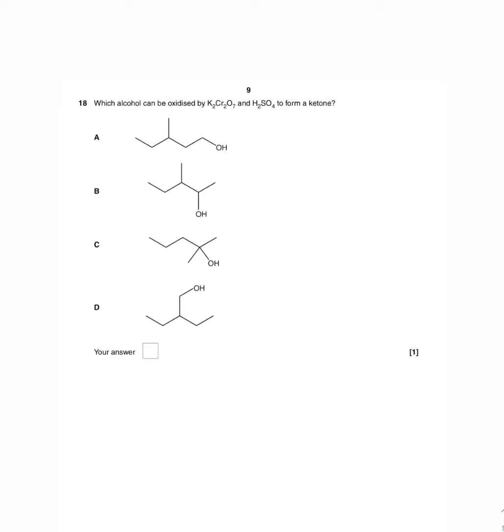Question 18 is asking which alcohol can be oxidized by K2Cr2O7 and sulfuric acid to form a ketone. To form ketones from this oxidation, you should know they're secondary alcohols. So this is a primary alcohol, this is a secondary alcohol, this is a tertiary alcohol, and this is a primary alcohol. And so the answer is B. You would also know that it's not a primary alcohol because tertiary alcohols cannot be further oxidized. Primary, there's 2 of them for a reason, so the only thing that's left is B.